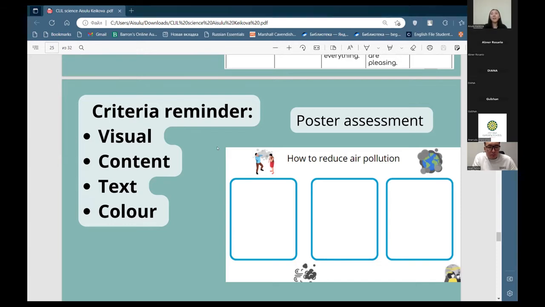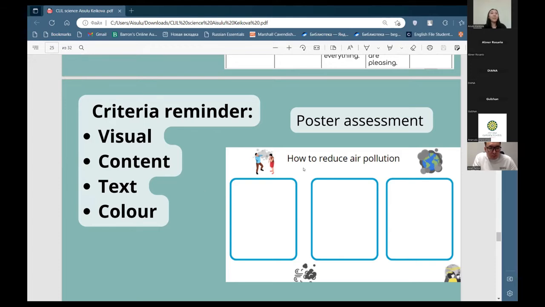Yes, now I'm talking about rubrics. However, these rubrics can be just simple short words that are given as a reminder of what is necessary to be done. Like, let's say visuals, it means that they have to draw.